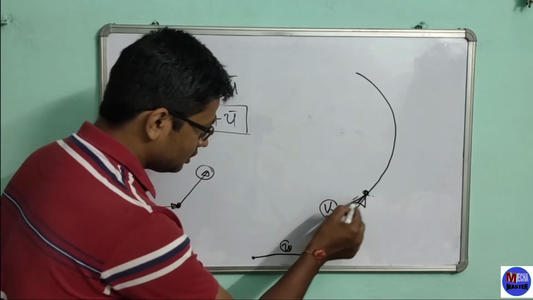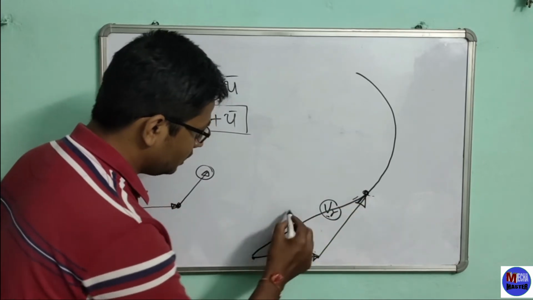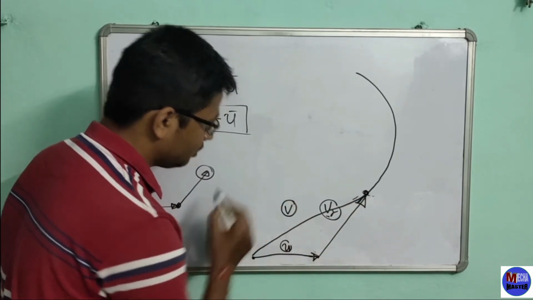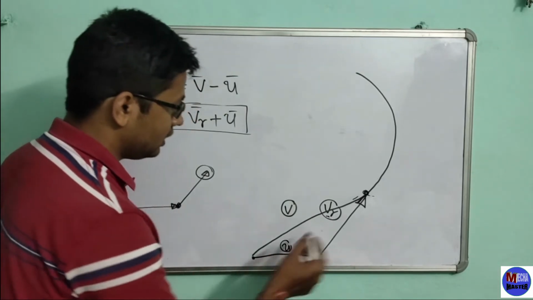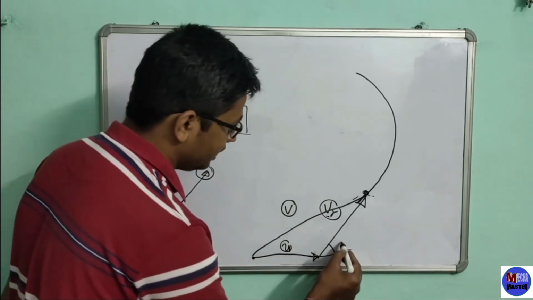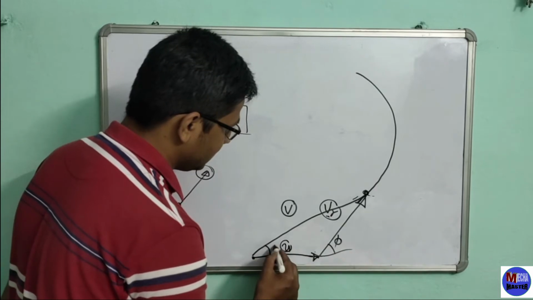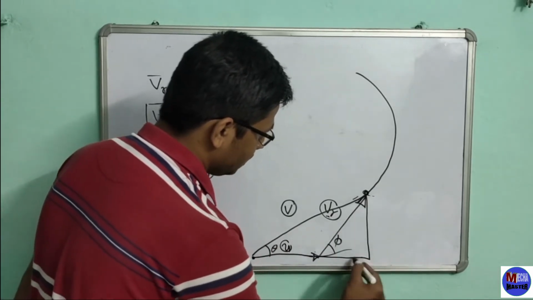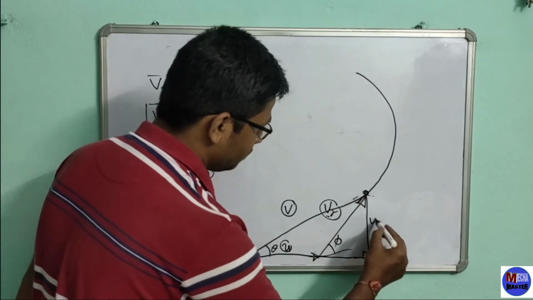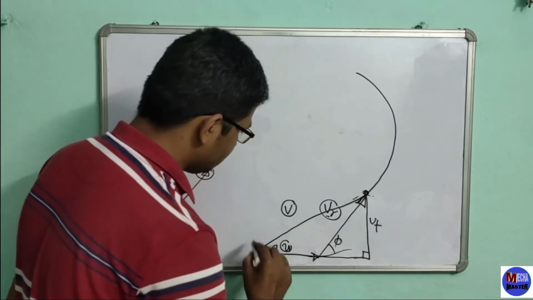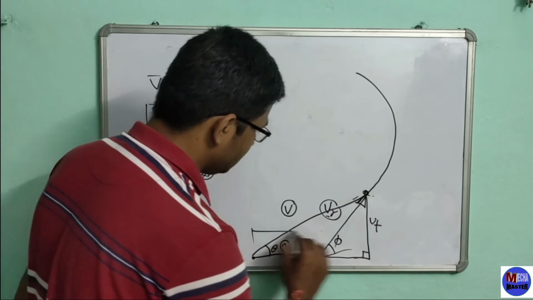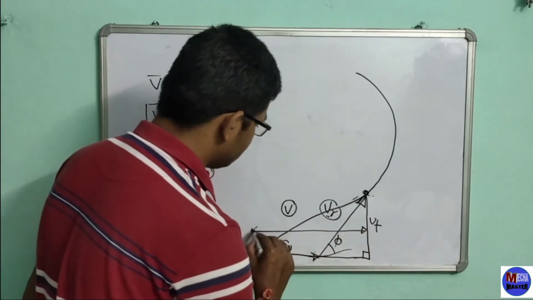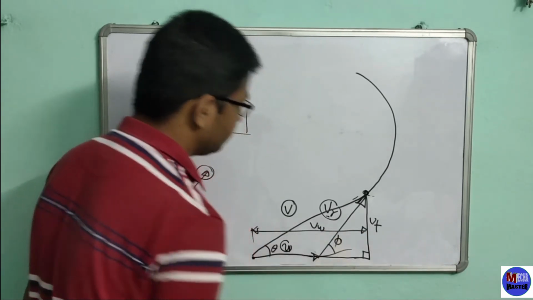Then this resultant is called jet velocity, and this is the vane angle phi, and this is the jet angle theta. And if we draw a perpendicular, this is called velocity of flow, and the total velocity from here to here is called velocity of whirl, VW.